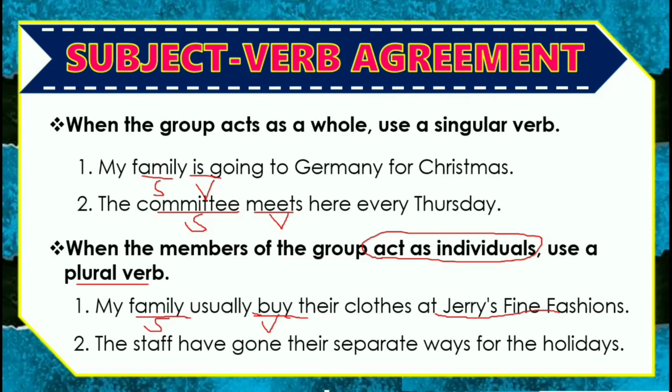The staff have gone through separate ways for the holidays. Where is our subject? Staff. And where is our verb? Have. Has is used for singular subjects, while have is used for a plural subject. Now, because staff is considered a plural subject, that is why we use have in this sentence. The staff would usually go to different places. Therefore, they act as individuals and not as a whole.